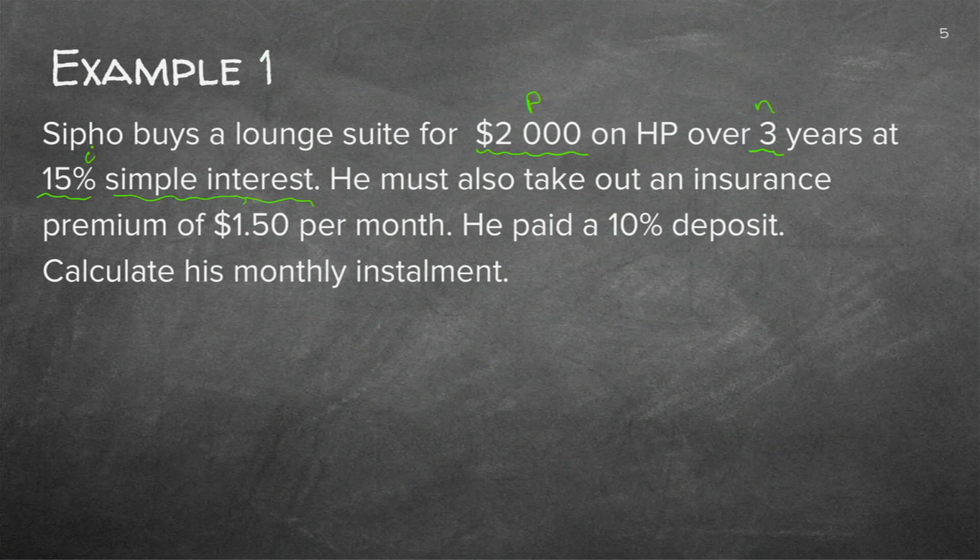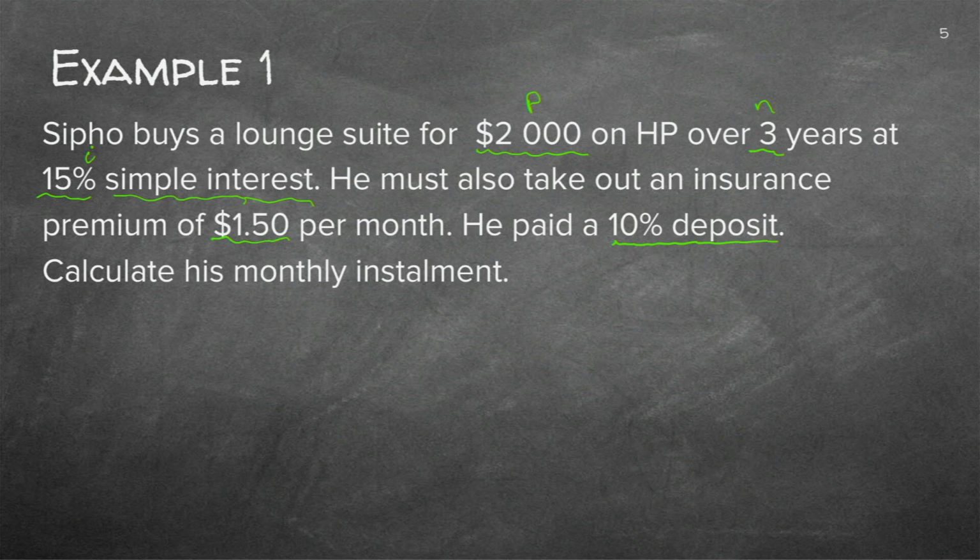He must also take out an insurance premium of $1.50 per month. Now, that I just need to remember because that is extra on my monthly payment. That is not what I'm borrowing from the bank. This is an extra thing. But let's just underline it so we don't forget. And he pays a 10% deposit.